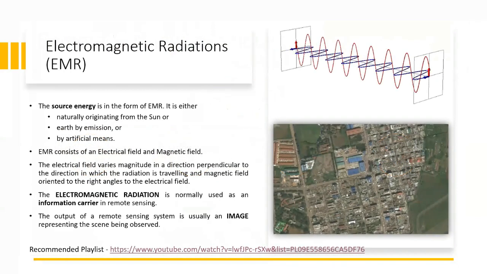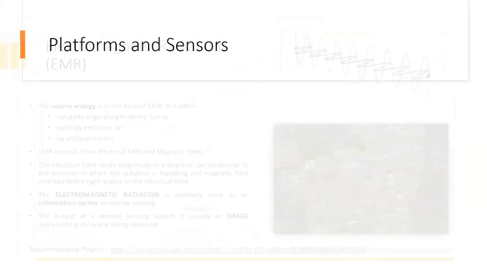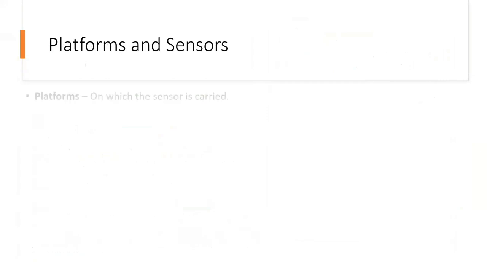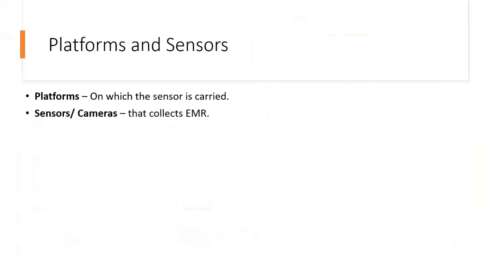So after understanding electromagnetic radiations, we'll come to platforms and sensors. So what are platforms and sensors? Platform is what the sensor is carried on. Sensor is nothing but the camera, which is taking the images of our Earth, and collects the electromagnetic radiation. If we speak in very layman terms, our eyes are the cameras or the sensors, and our body is the platform. This is the basic example by which I can explain.